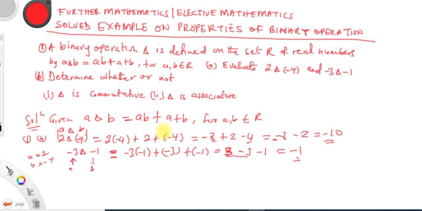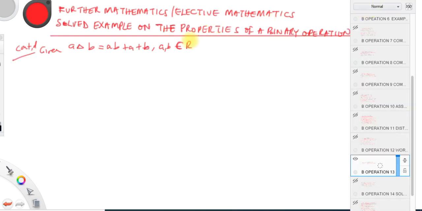So let us look at what it said, that I should determine whether the operation is commutative. B, determine whether or not the operation triangle is commutative or associative. Okay, guys, let us go to the next page and look at the B part. You have to determine whether the operation triangle is commutative, and whether the operation is associative.